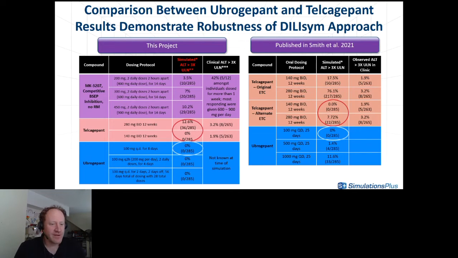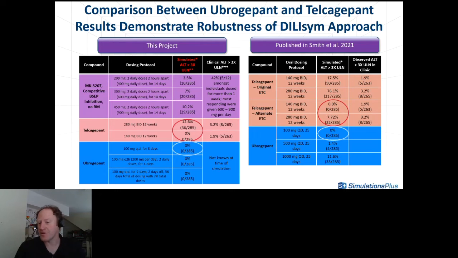So what that suggests is that even though we did these with two completely different data sets, we actually had internal PK data for ubrogepant that we used there, but we used GastroPlus IVIVE out of the box in the current project. So two different data sets, two different ways of making the PK model. It led to the same place. Telcagepant was still predicted to be toxic. Ubrogepant was still predicted correctly to be not toxic. And it demonstrates a little bit of the robustness of the DILIsym approach, that using two completely different data sets for the same compound, we got to the same place.